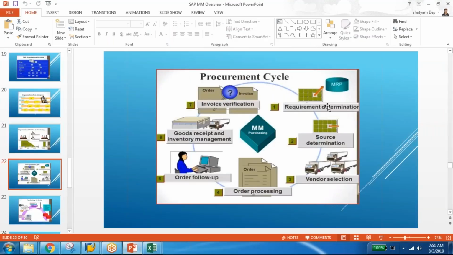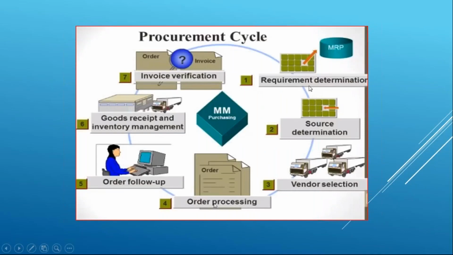Now the first step is requirement determination. What it means is whenever an end user from a non-purchasing department raises a request. Prakash and Shilpa, you are working in an organization where there are multiple people, right? All these resources will have requirements depending on their job profile. Whenever they need something for the company, not for individual purpose, they will raise a request in the system. That is called an indent or a purchase requisition.